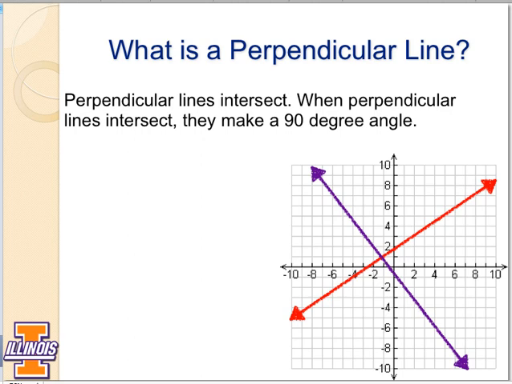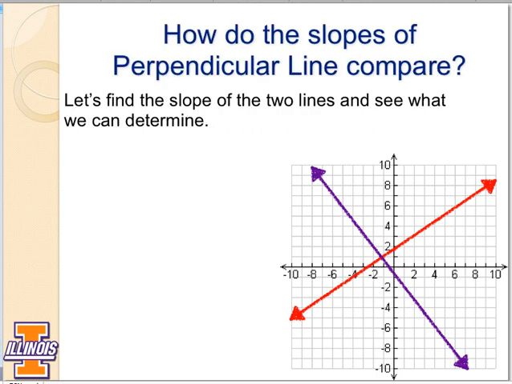Perpendicular lines intersect. They actually intersect at a 90-degree angle. It makes a nice square corner. Let's explore the slope of each of these perpendicular lines and see if we can find any kind of a trend.